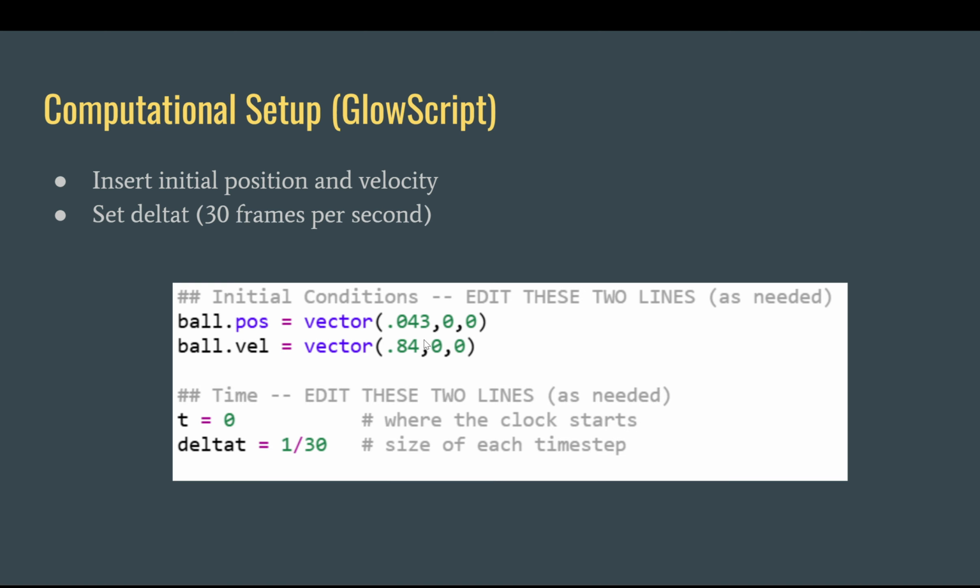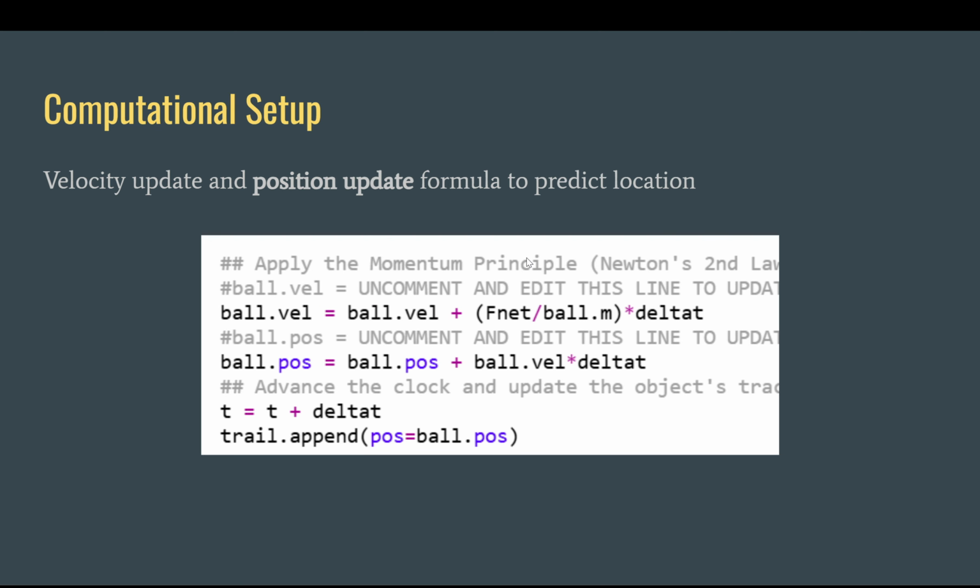So as you can see here, I inserted my initial position and initial velocity, and I changed my delta t to be 1 over 30 because my video was shot in 30 frames per second. Moving on to the code, more code. I used the velocity update and position update formula to predict the final position. And as you can see, this is the momentum principle here. And then the position update formula uses that velocity we got times the delta t.